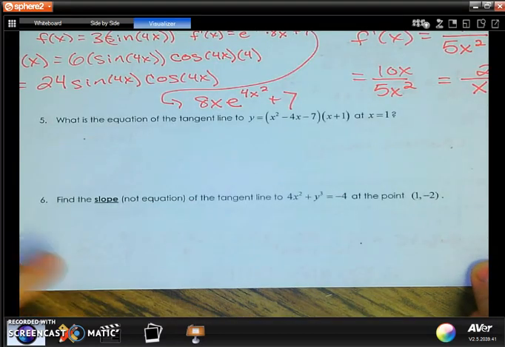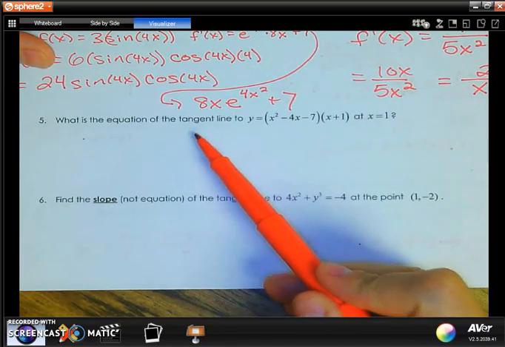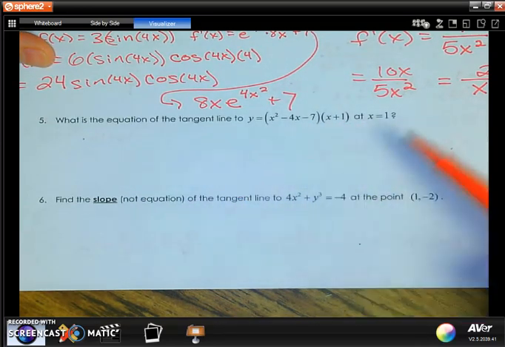So let's see, that's 2 in the numerator and x in the denominator there. Okay, in number 5, we are writing the equation of the tangent line. So whenever you see equation of the tangent line, you should be thinking take a derivative, you plug in the x value given, and then you're going to use point slope formula.